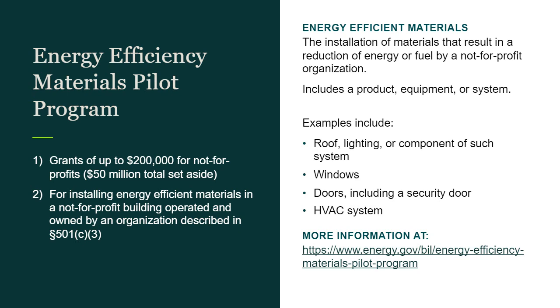Also, for installing energy-efficient materials in a not-for-profit building that's operated and owned by an organization under Section 501(c)(3), the materials and the installation of these materials, including products, equipment, and systems, are related and generally would include things like roofs and lighting. So for roofing, solar panels are a great example, energy efficiency windows, doors, including a security door, HVAC systems, and a lot more. Information, if you're interested, is provided at the link on the slide below.